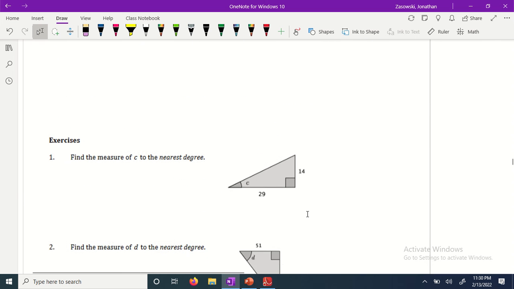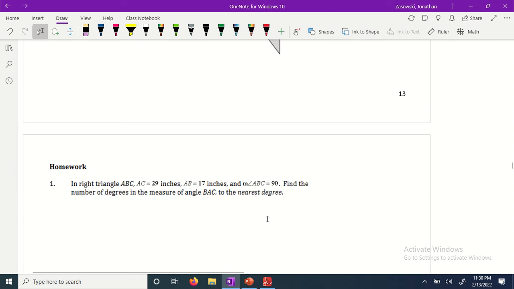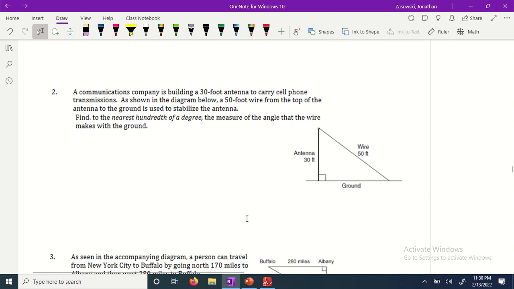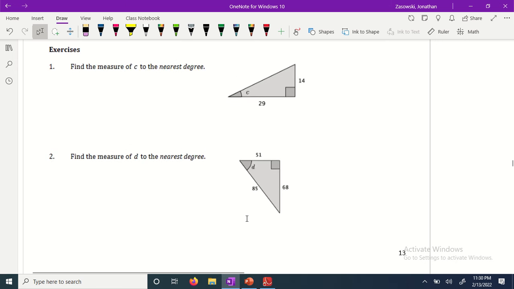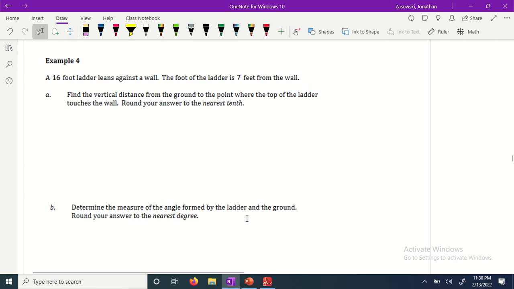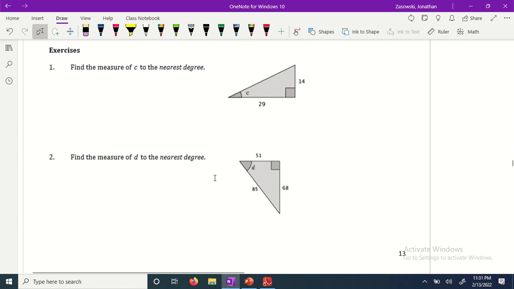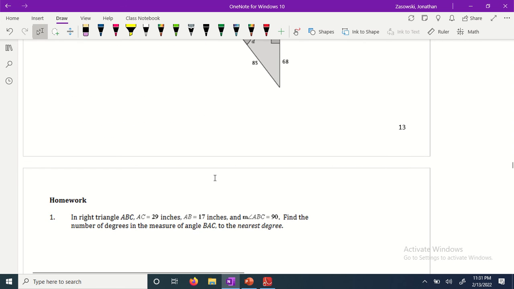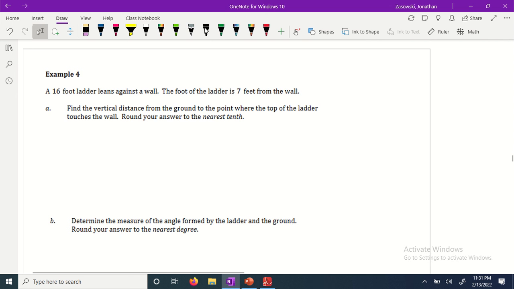Okay, so let's see, for homework tonight you guys are going to work on 1, 2, and 3 here. And for the rest of class, go ahead and work on example 4, and I will post answers in a second.